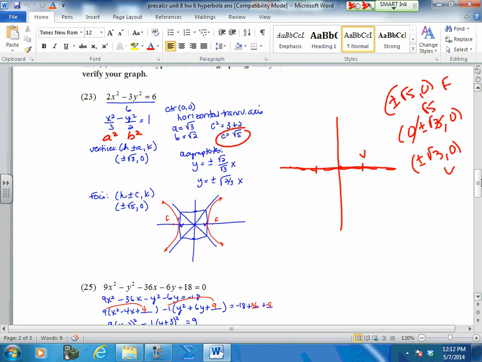And your co-vertex doesn't really exist on your hyperbola. However, we needed to make a rectangle, so we go up and down radical 2. This is very, very close to getting a square. 1.7 and 1.4, which are approximately your radicals, are very close. So we send this through. Now watch, this is where your equation for your asymptotes come from.